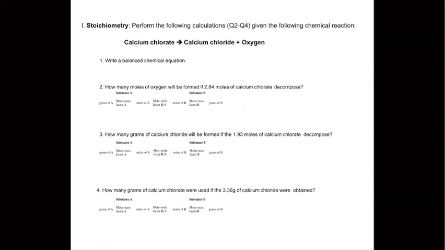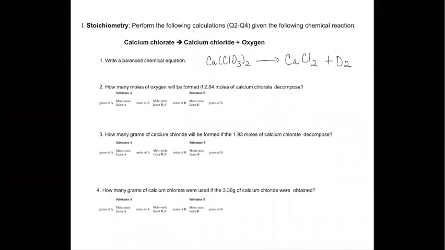Okay. So for this balanced chemical equation, let's write our reactant, which is CaClO3. And this decomposes to CaCl2. And again, if we have oxygen in the reaction, we are referring to O2. So just putting the letter O will be incorrect. Okay?